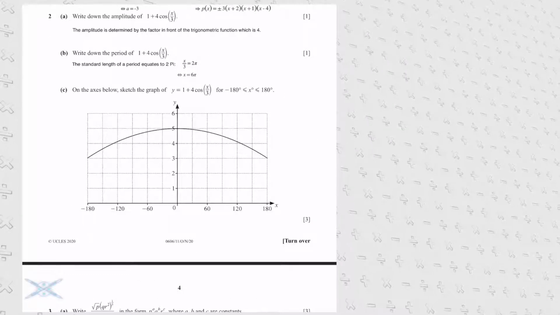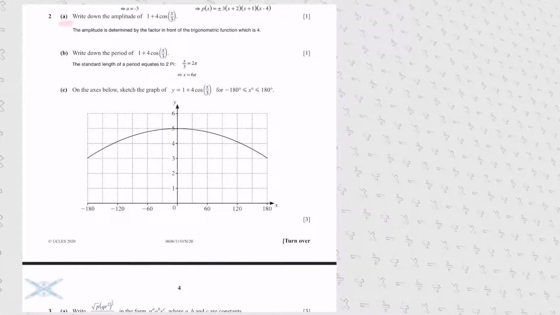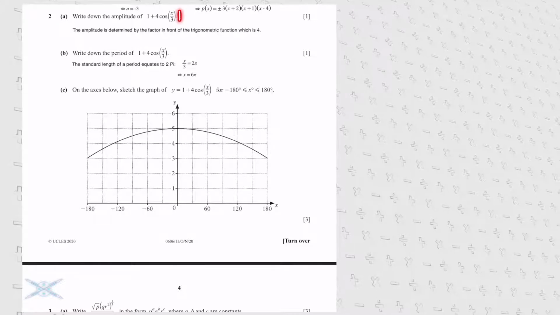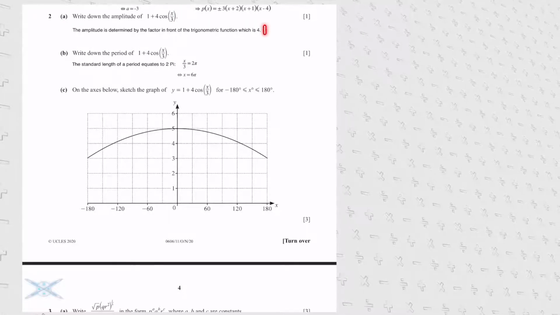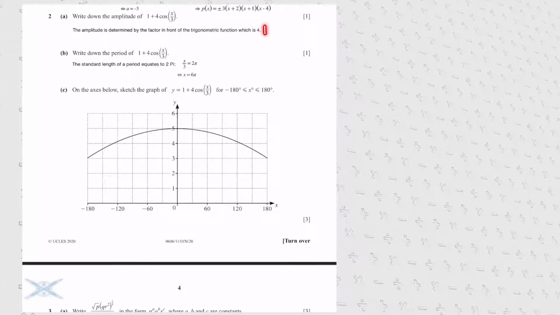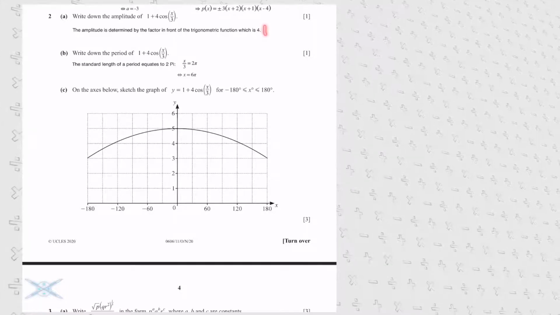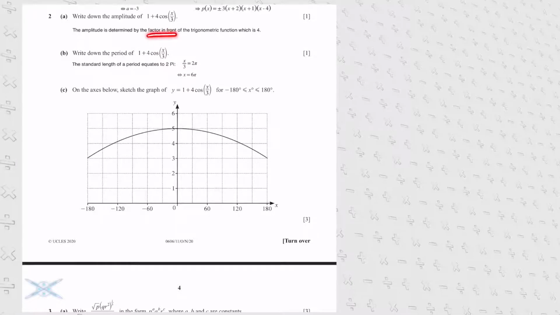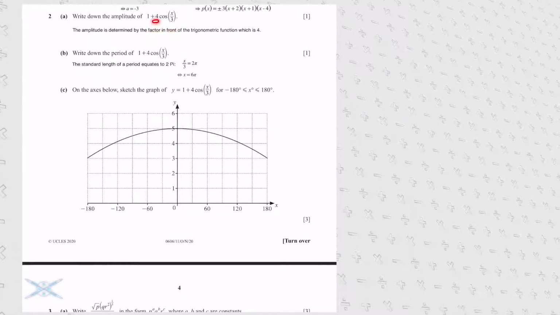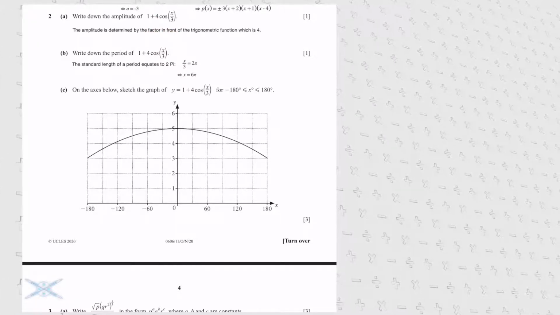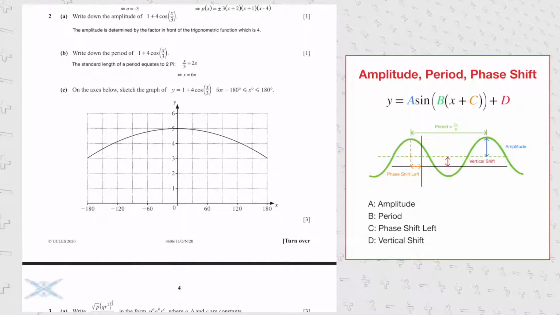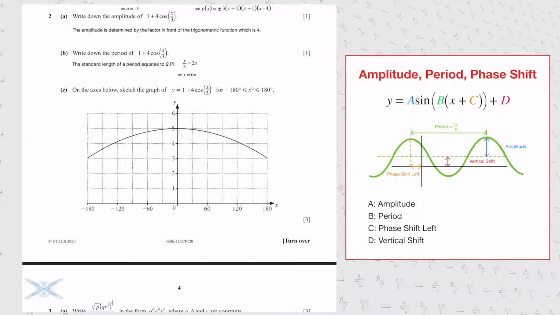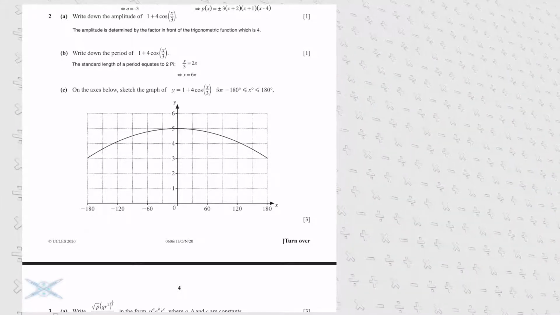Moving on to exercise 2, in part A we are supposed to write down the amplitude of 1 plus 4 cosine x over 3. The amplitude is determined by the factor that is in front of the trigonometric function, which in this case is 4. We can also call this the coefficient of our trigonometric function. For more on that, please take a closer look at the information provided to the right on your screen concerning the amplitude, period and phase shifts of trigonometric functions.